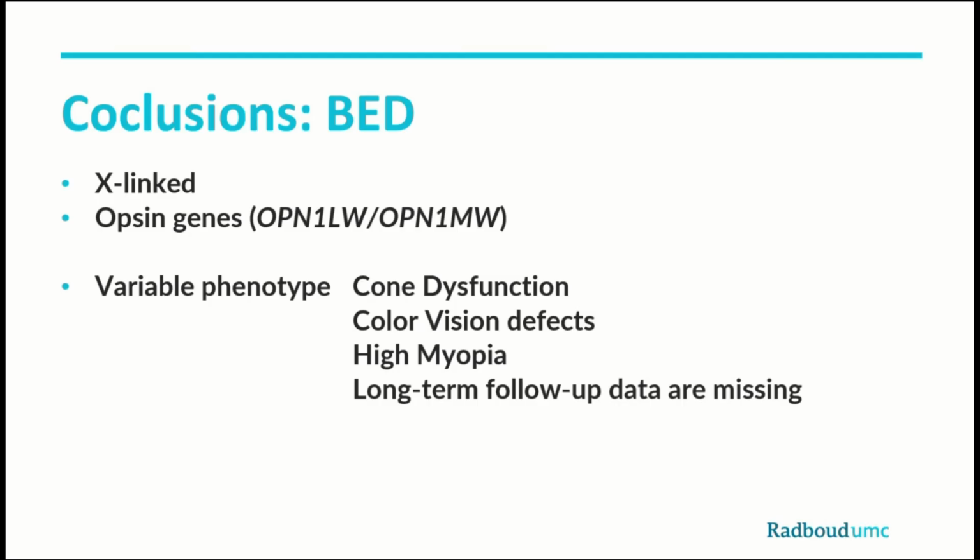So in conclusion, we can say that Bornholm eye disease is an X-linked disease. It's caused by mutations in the opsin genes. The phenotype in Bornholm eye disease is quite variable, with cone dysfunction, color vision defects, high myopia, and long-term follow-up data are largely missing. So it's very interesting to see how these patients develop over time.